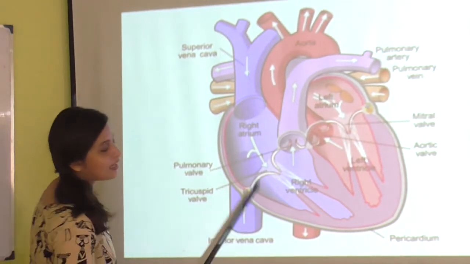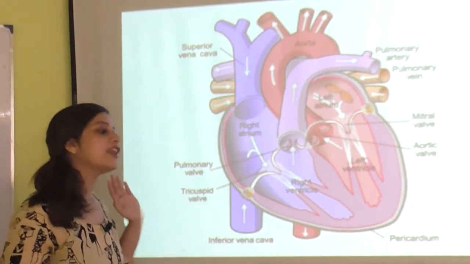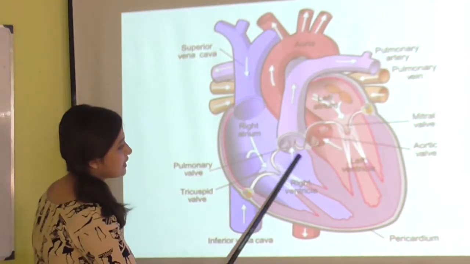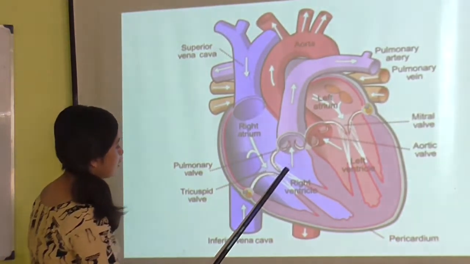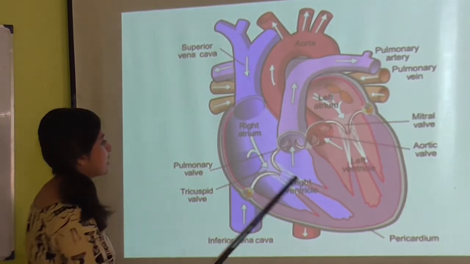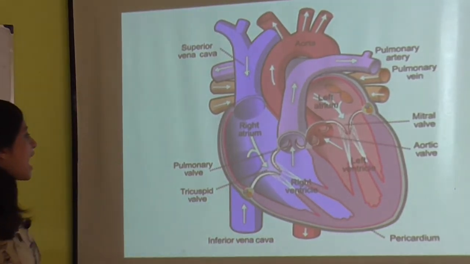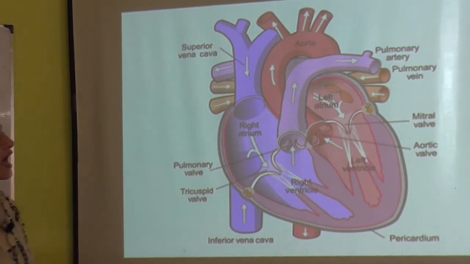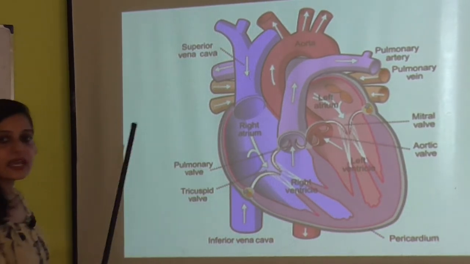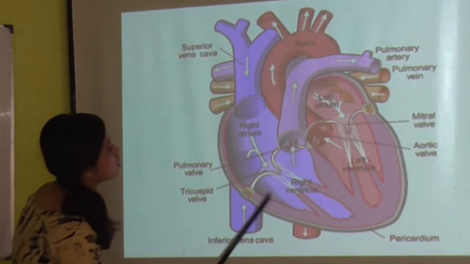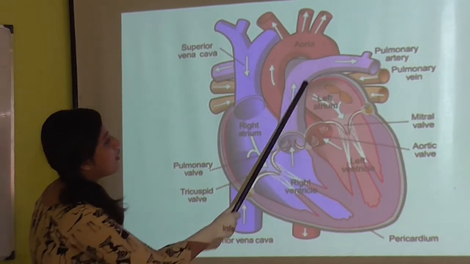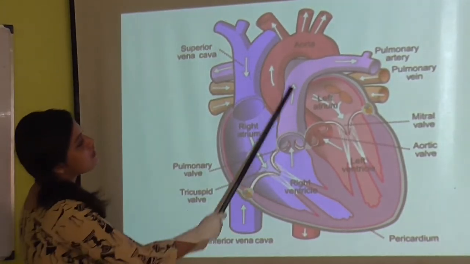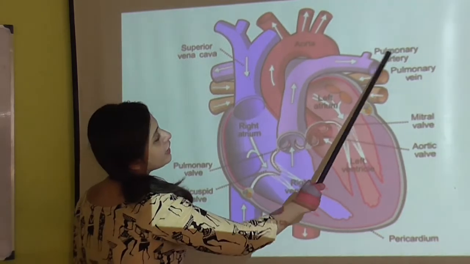After coming into the right ventricle, what will the blood do? It will push another door and go to another room. Can you see this? These are the 2 valves that it will push, and this valve is known as the pulmonary valve or semilunar valve. It is known as what? Pulmonary or semilunar valve. So it will be pushed there and will enter another vessel. What is the name of this vessel? The name of this vessel is the pulmonary artery.